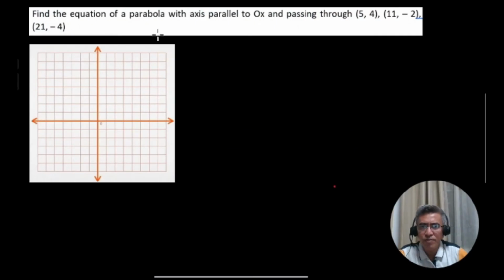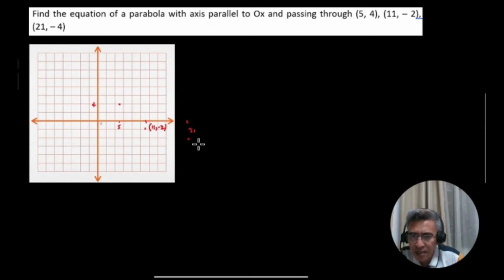Example. Find the equation of a parabola with axis parallel to OX and passing through 5, 4, 11, negative 2, and 21, negative 4. We have 3 points. 5, 4: so this is 2, 4, and 5, and this is 4, this is 5, and this is the point. Another point is 11, negative 2, so 2, 4, 6, 8, 10, 11, and negative 2. And this is the second point, 11, negative 2.